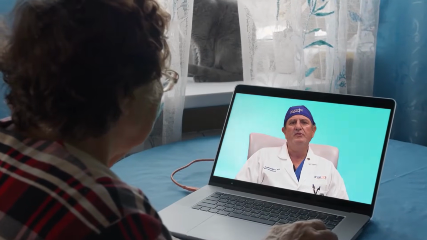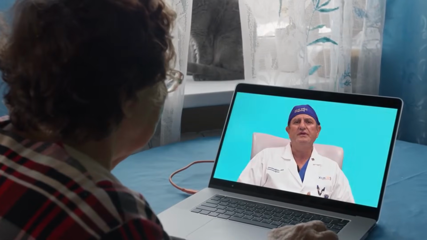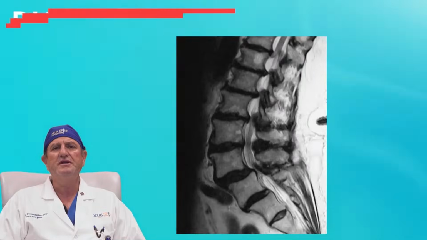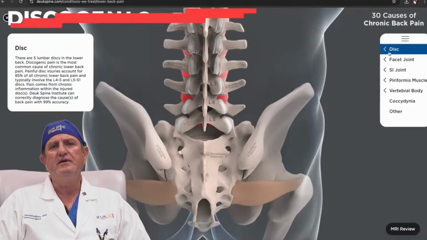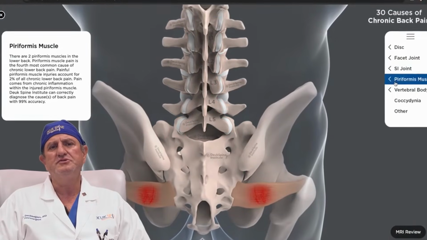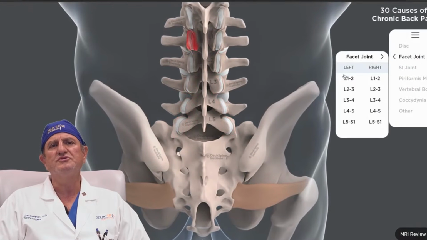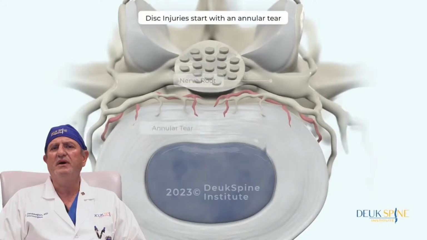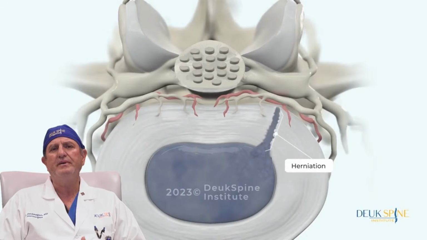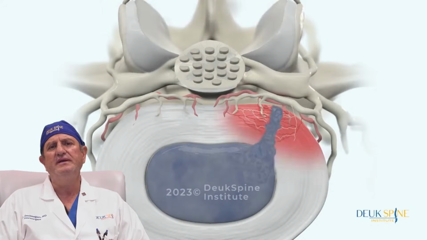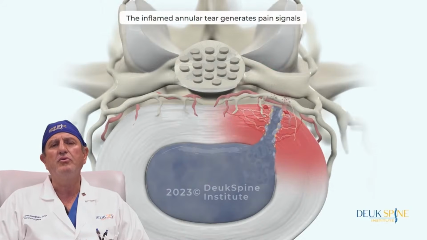Hi, I'm Dr. Deukmedjian. We've just completed our free MRI review at Deuk Spine Institute, and I've diagnosed you with discogenic back pain. The spine is made up of many bones and joints. It's the joints that are actually the source of back pain. The disc is by far the most common source of back pain, as is in your case. It is the cause of your back pain, the primary cause.